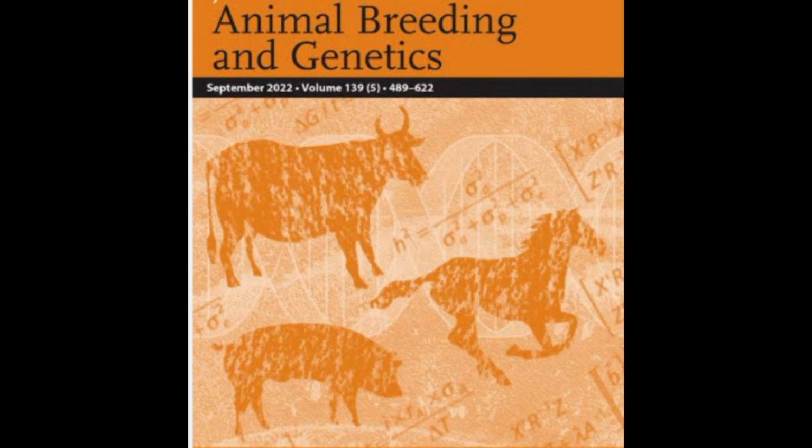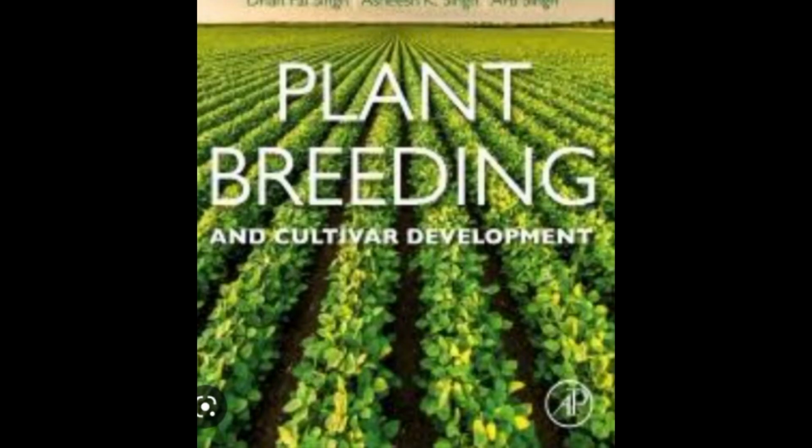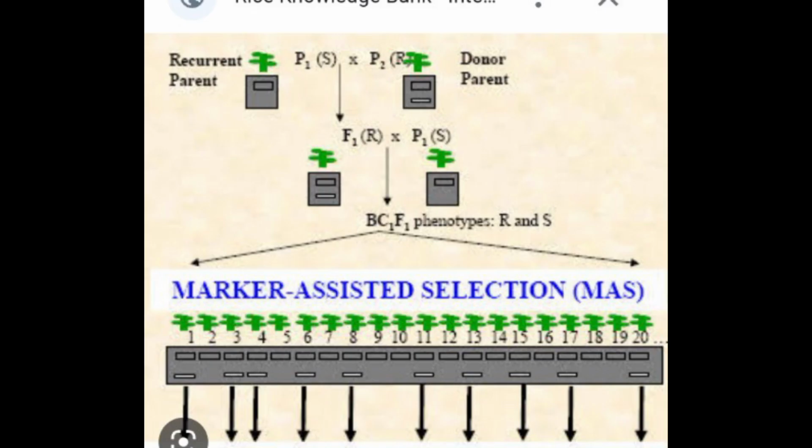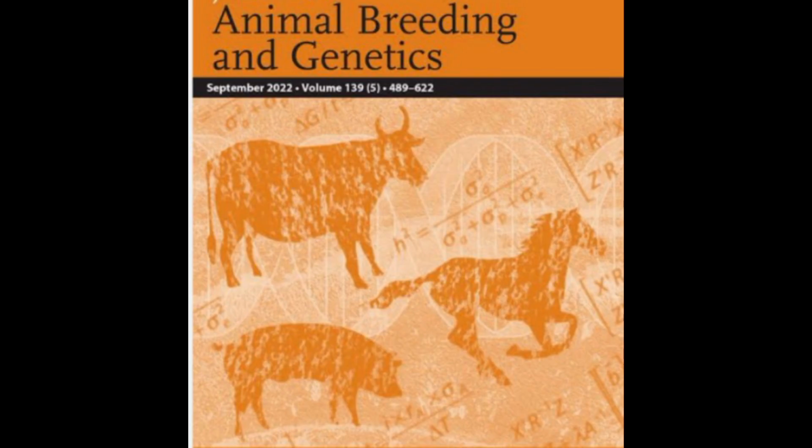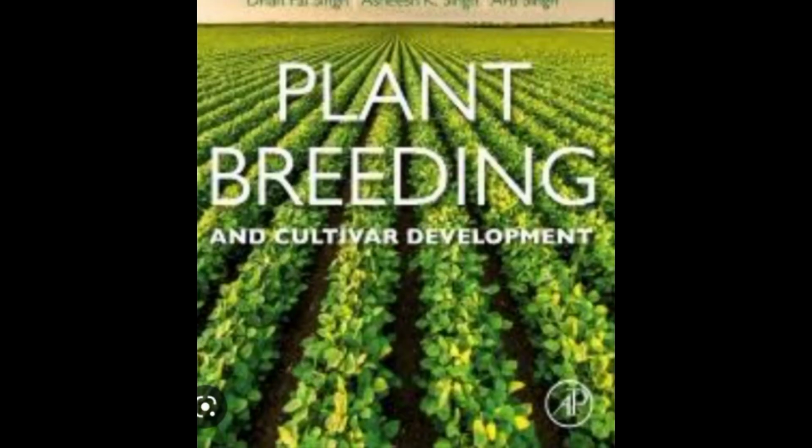Mass selection in self-pollinated crops coupled with progeny testing. This method is more useful than mass selection without progeny testing. It is commonly used for maintaining the purity of pure line varieties. Eighth year. Seed multiplication for distribution.